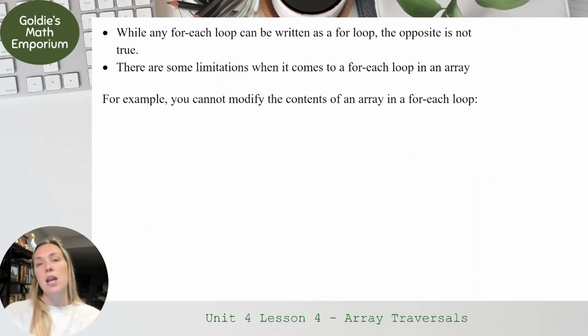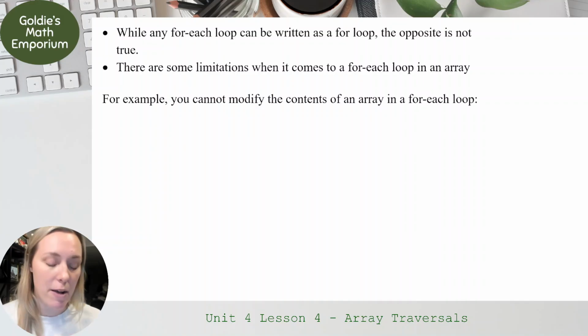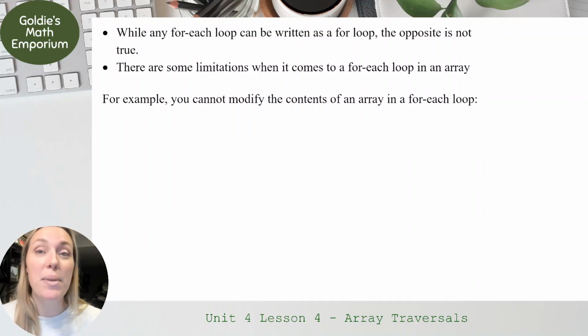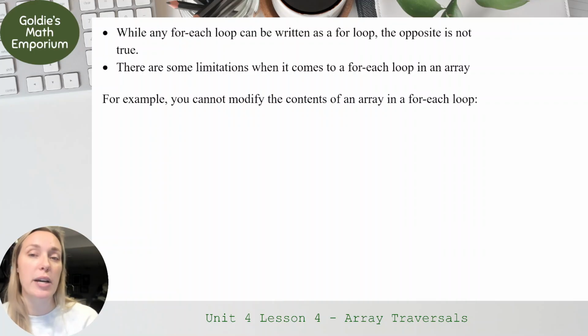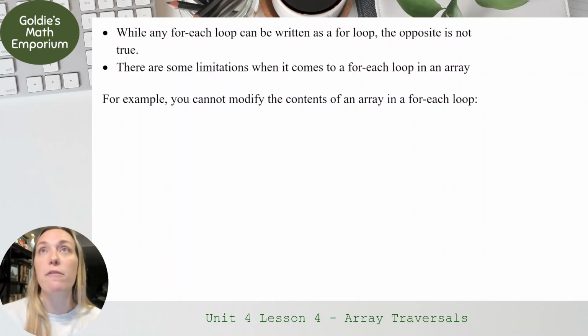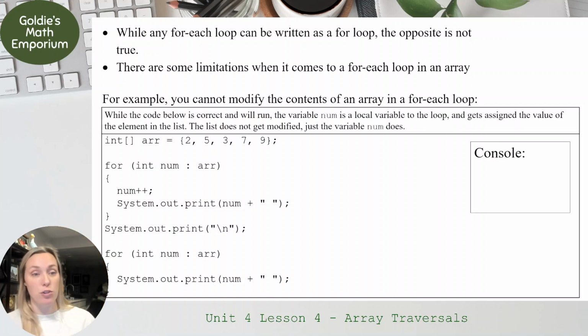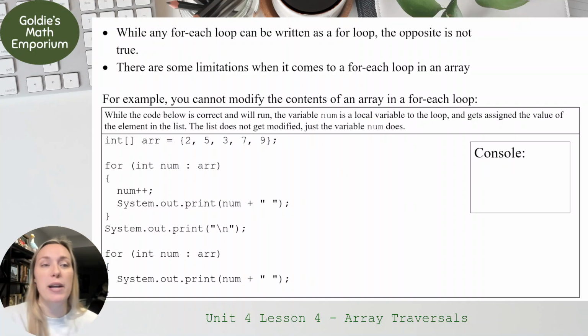Okay. A few last things about for each loops here. Any for each loop can be written as a for loop, but the opposite is not true. Okay? The opposite is not true. There are limitations when it comes to using a for each loop in an array. For example, you cannot modify contents of an array in a for each loop. Okay? Let me show you what I mean.